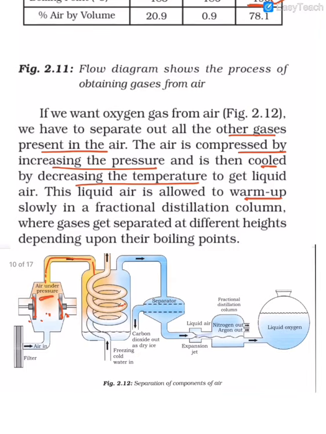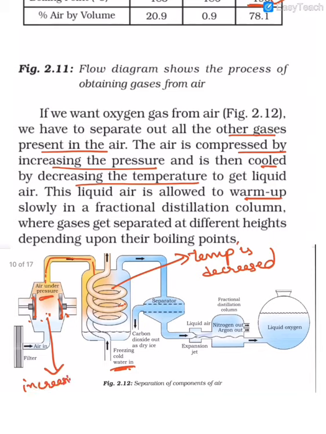In this tube we are adding freezing cold water, so the temperature is decreased. Here you are increasing the pressure, and in the second tube you are decreasing the temperature. Now when we decrease the temperature, the carbon dioxide is converted into solid ice, dry ice. You can see carbon dioxide is converted into dry ice, so here you can collect it. So carbon dioxide has already separated out.